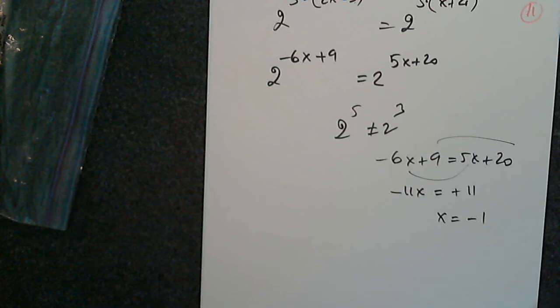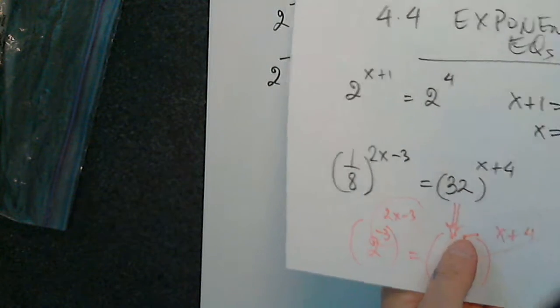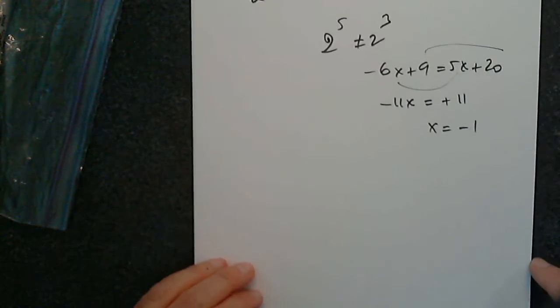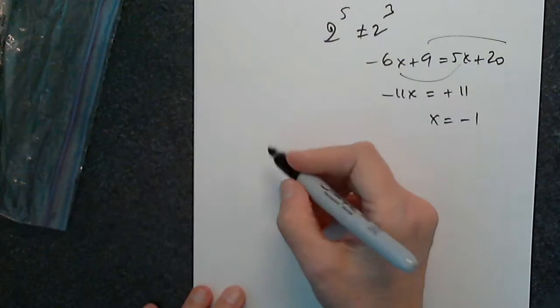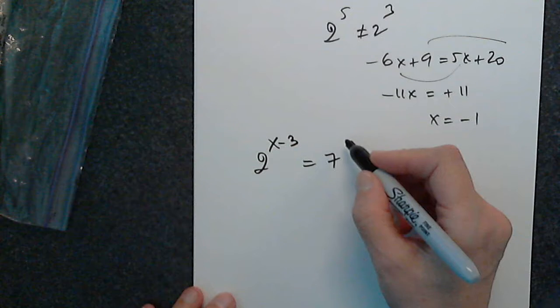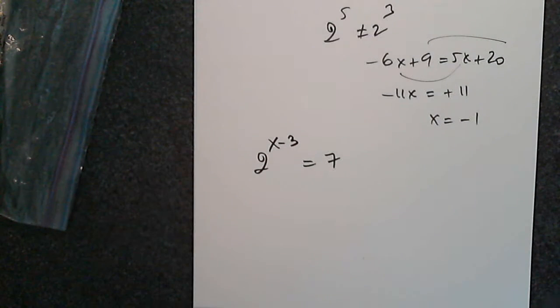Okay, this was nice. Both examples were nice. Why? Because I was able to present both sides with the same base. Well, but what if I don't? Here's an example. 2 to the x minus 3 equals 7. There is no way I can present 2 and 7 with the same base. It's not possible. But then there must be a way.